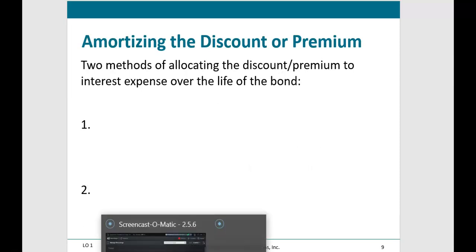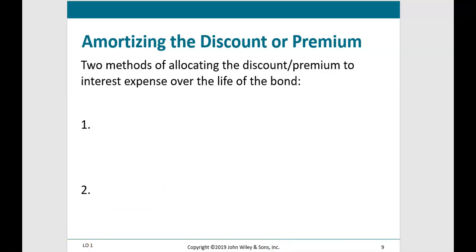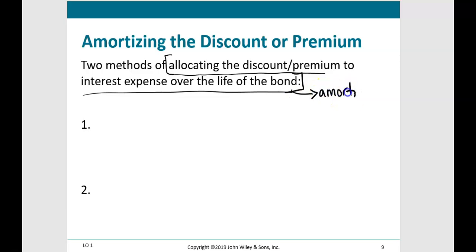There are two ways that we can amortize the discount or the premium. We call this method of allocating the discount or premium to interest expense over the life of the bonds amortization. So this entire term here is the definition of the term amortization. Amortization is another way of saying an allocation. Two methods. One is the straight line method.